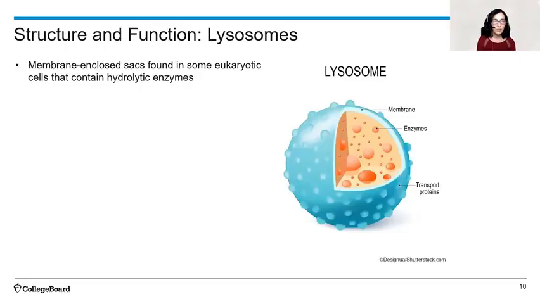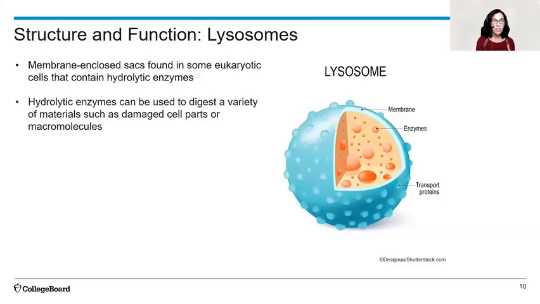Here we have the lysosome, which is a membrane-enclosed sac found in some eukaryotic cells that contains hydrolytic enzymes. So hydrolysis is chemical digestion. And so what might the cell be digesting? Well, a variety of materials such as damaged cell parts or macromolecules such as carbohydrates, proteins, or lipids. So the lysosomes function in that regard.